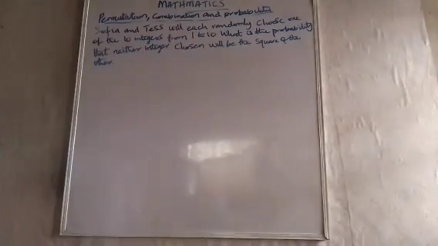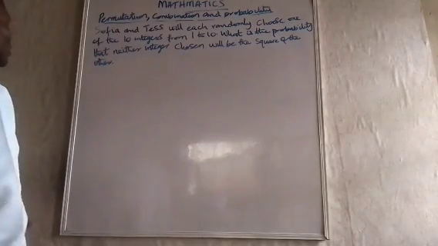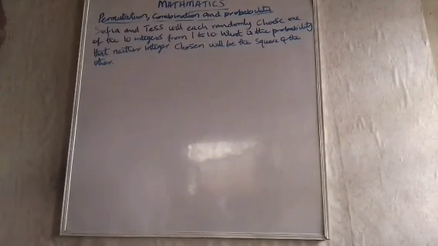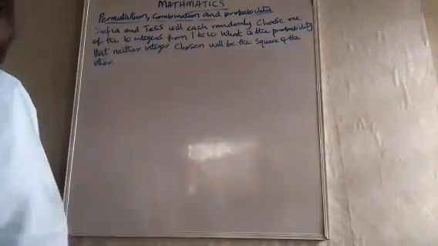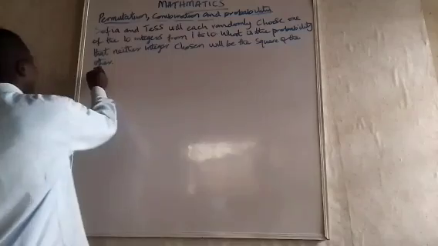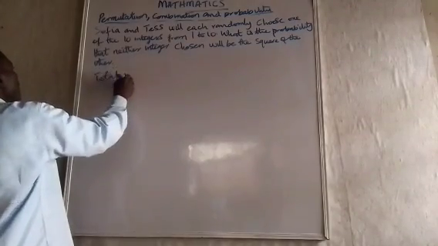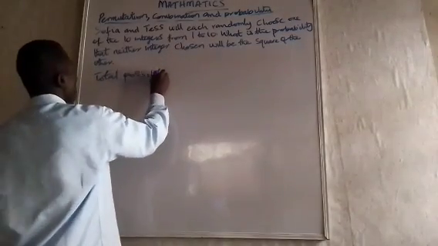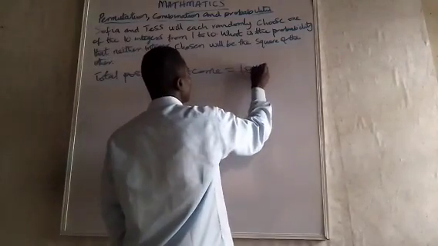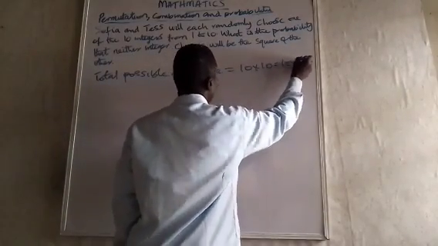Now we have Sophia and Tess. We each randomly choose one of the 10 integers from 1 to 10. What is the probability that neither integer chosen will be the square of the other? The total possible outcome is 10 times 10, which is 100.